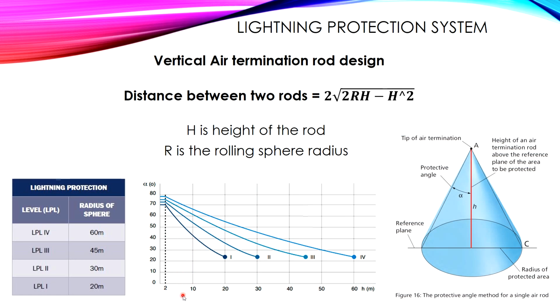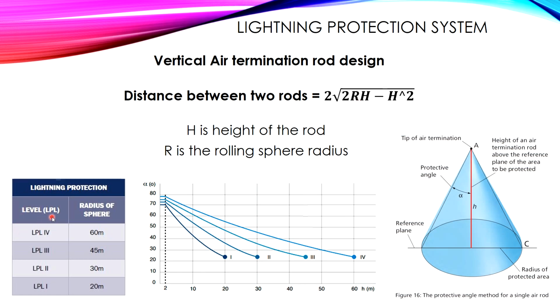Okay, so now we can choose any height we would like according to this graph. For example, the second one is from 30 to 2 meters. The third protection level is from 45 to 2 meters, and so on. So we have our H. Now the only thing remaining is the rolling sphere radius.